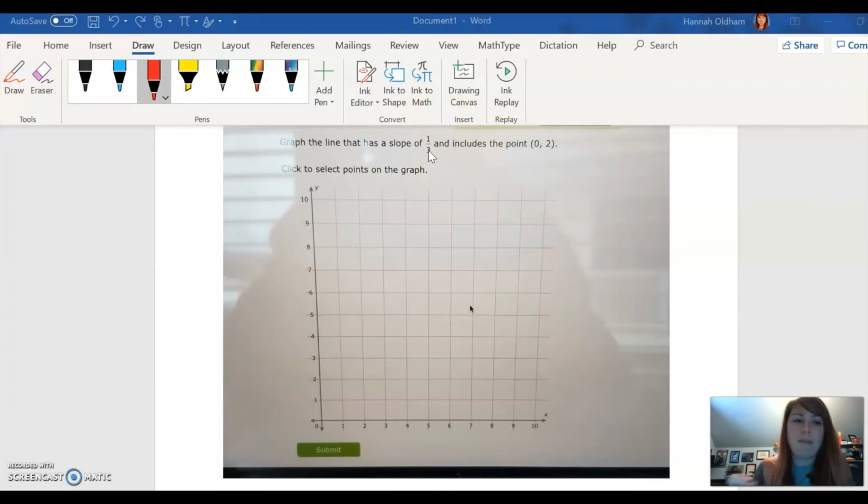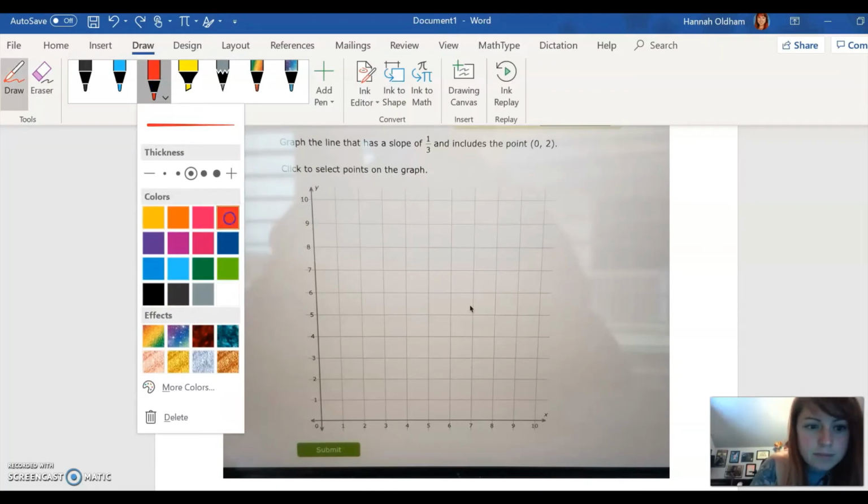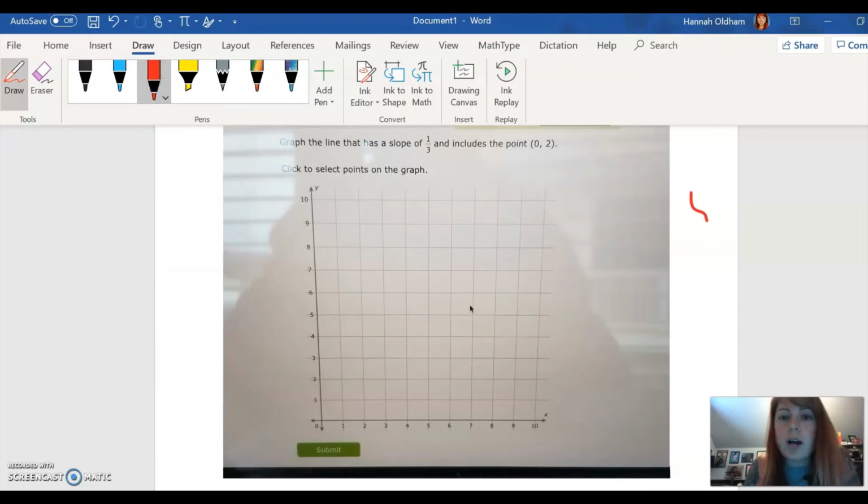So I'm going to start at the point (0, 2). That point is over 0, up 2, right there. I know that that point is part of my line.